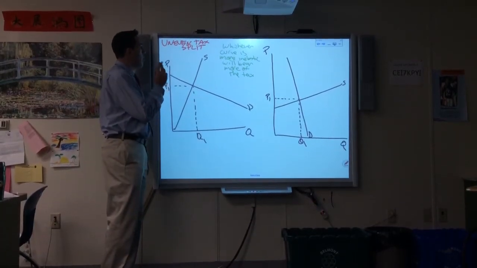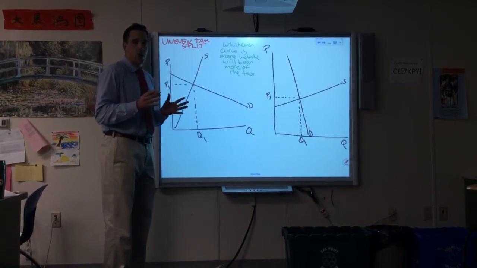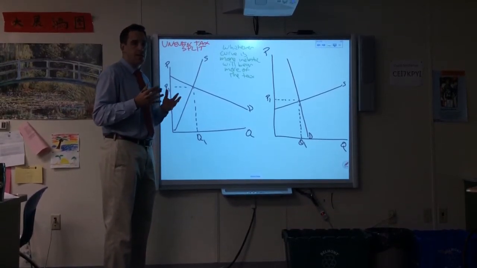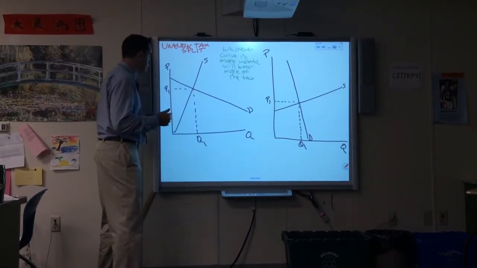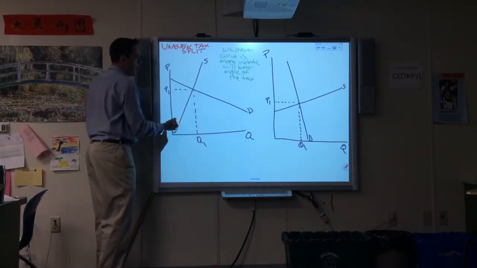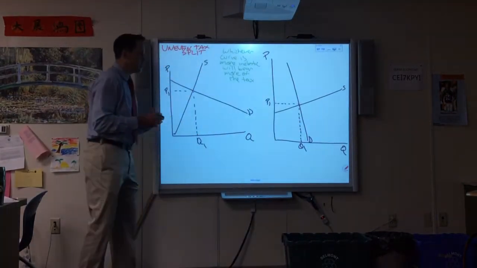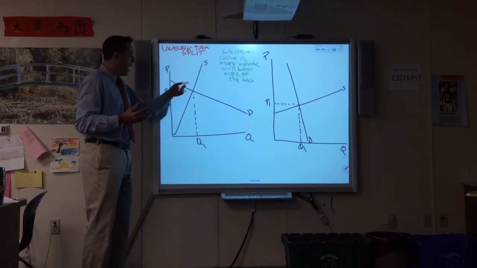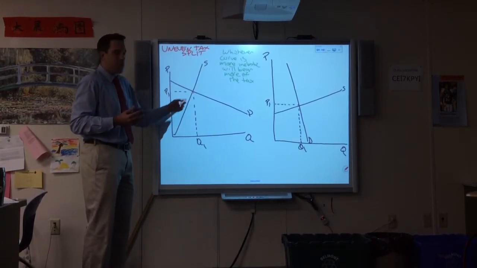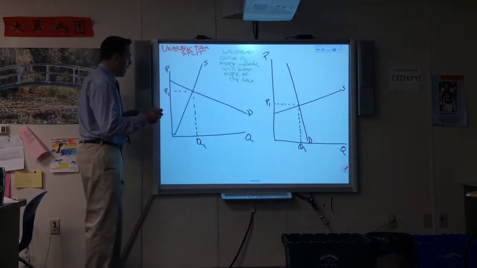So I want to go over uneven tax split, and whichever curve is going to be more inelastic is going to bear a higher burden of the tax. So we can see here the supply curve is more inelastic, here the demand curve is more inelastic. So even before graphing this or implementing the tax, I know the producers are going to bear more of the burden here and consumers are going to bear more of the burden here. But let's graph it out.